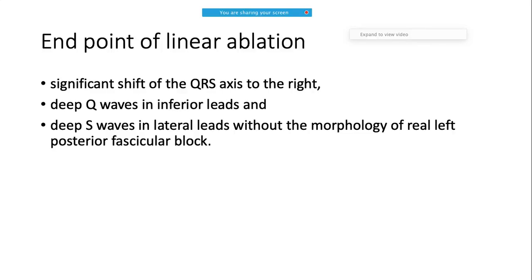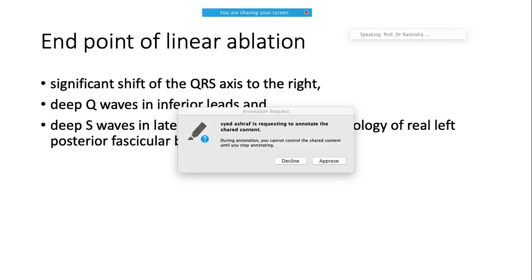So when do you call that, okay, we have done everything? What is called the end point, whenever you are doing this, is that you will be able to notice a significant shift of the QRS axis. So the right axis may be formed, there may be deep Q waves as well in the inferior leads. Similarly, deep S waves in the lateral leads may be seen without the morphology of the real left.